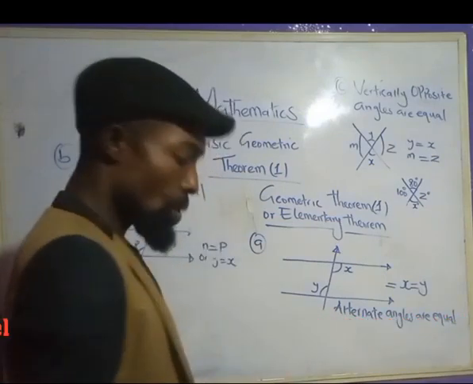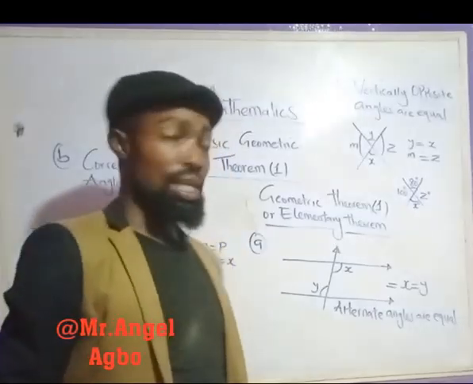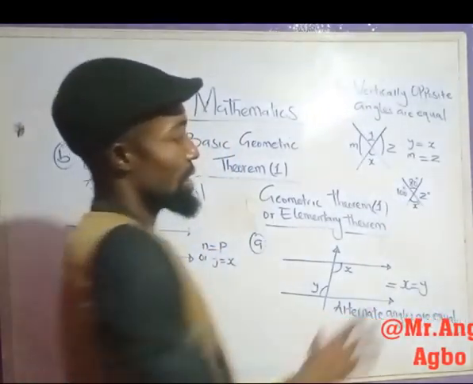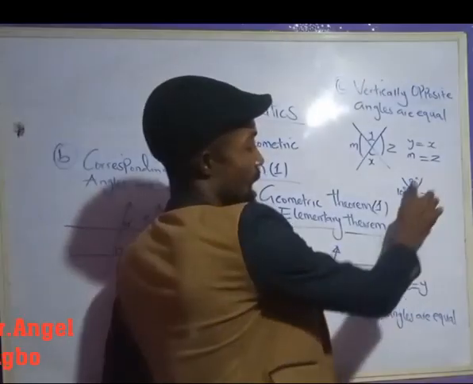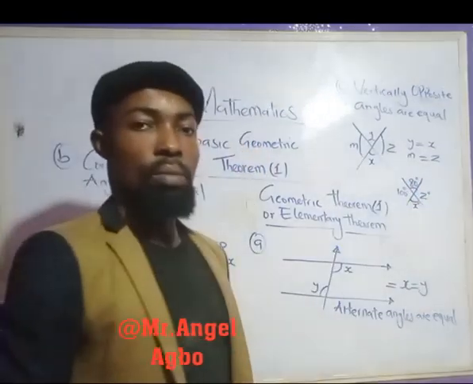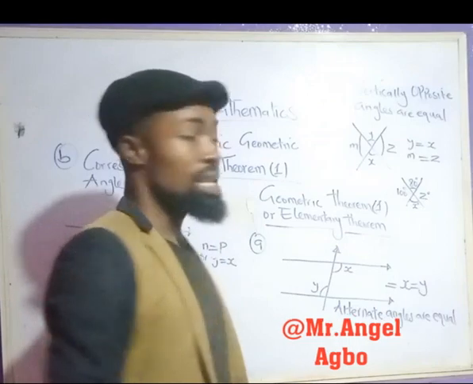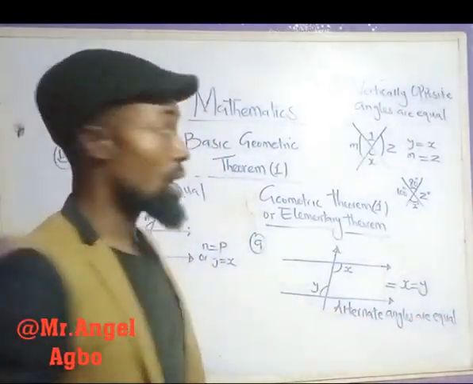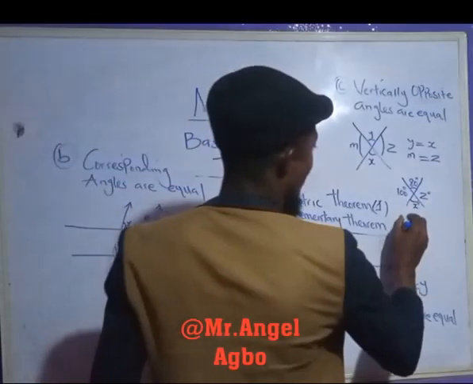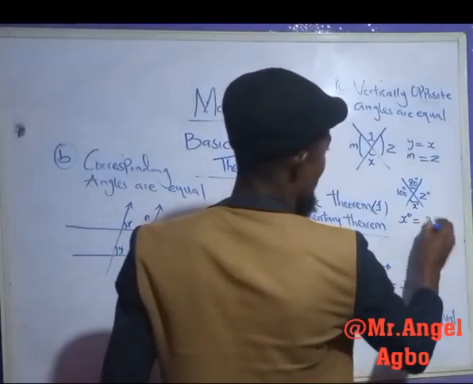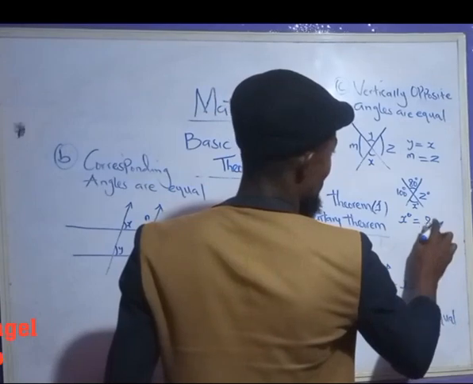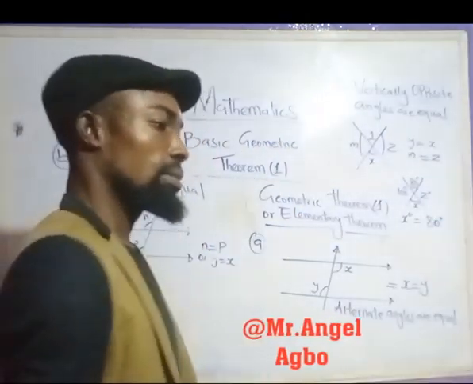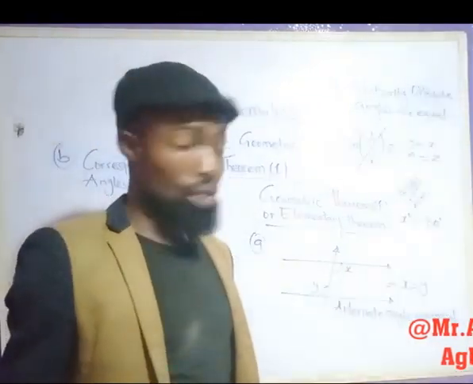You are not supposed to do any calculation, even though we can calculate it and prove that here is equal to here and here is equal to here. But what you're supposed to apply here is just the rule, and you move on. The rule says vertically opposite angles are equal. So x degrees is equal to 80 degrees. Why? The reason is they are vertically opposite.